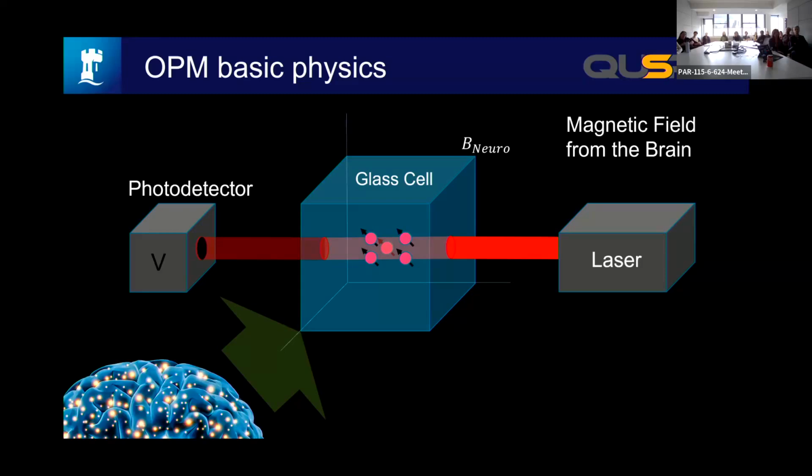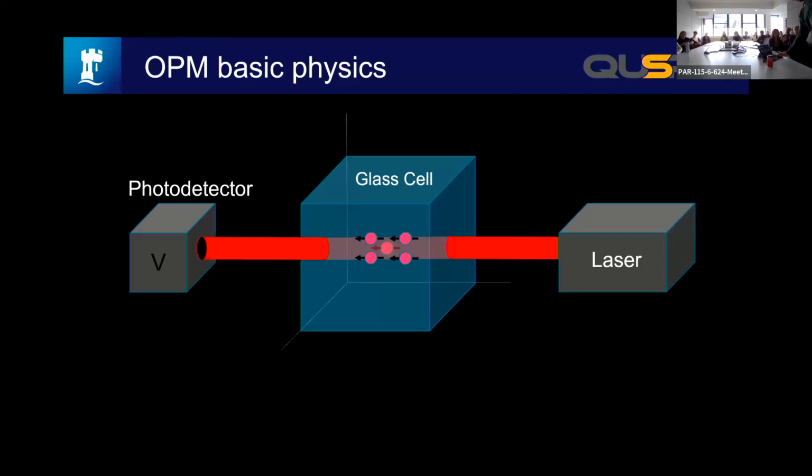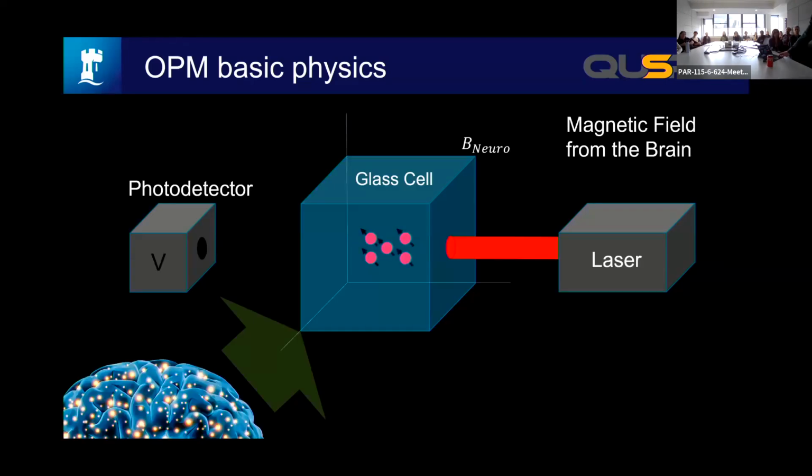Does that make sense? Yeah? So in this case, when they're all aligned, all of the light goes through the cell because they can't absorb any more. And here, because of the magnetic field, they can start to absorb the light.